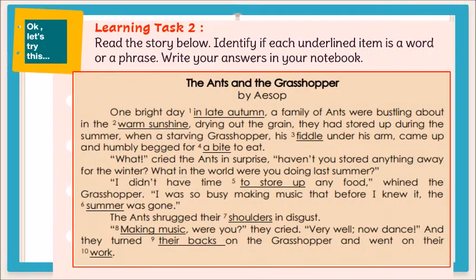Learning Task 2. Read the story below. Identify if each underlined item is a word or a phrase. Write your answers in your notebook.